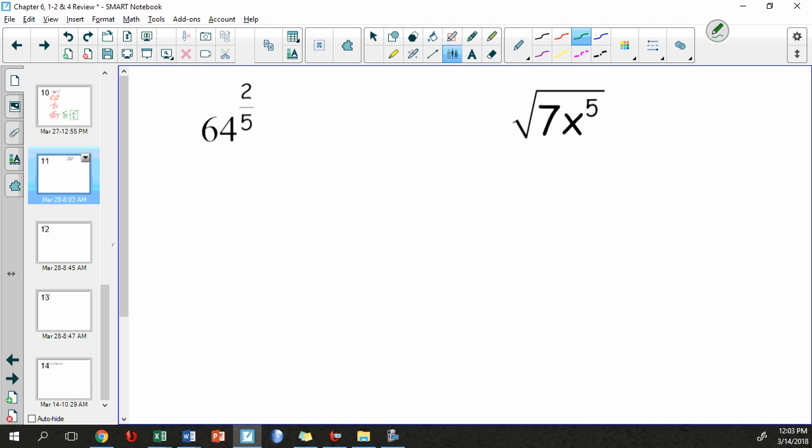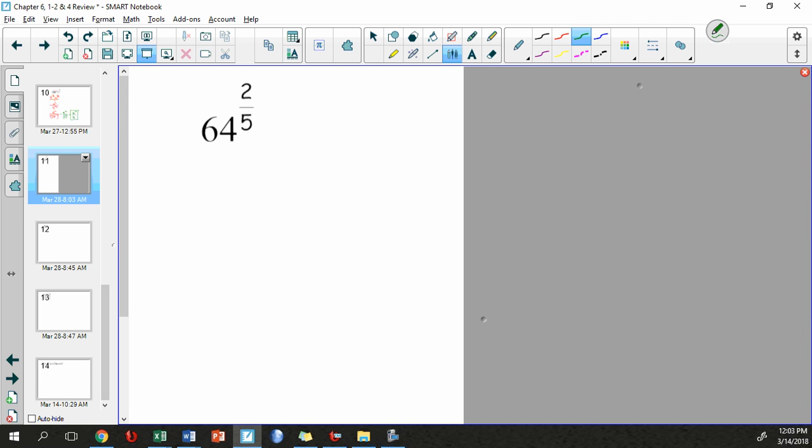Okay. Simplify. So what should you do first? Yes, write it as a radical. Absolutely. So what is that going to be? However, do I want to do the root first or the square? I want to do the root first and then square it second. Because if I square 64, that's a really big number, right? What number multiplied by itself 5 times is 64?